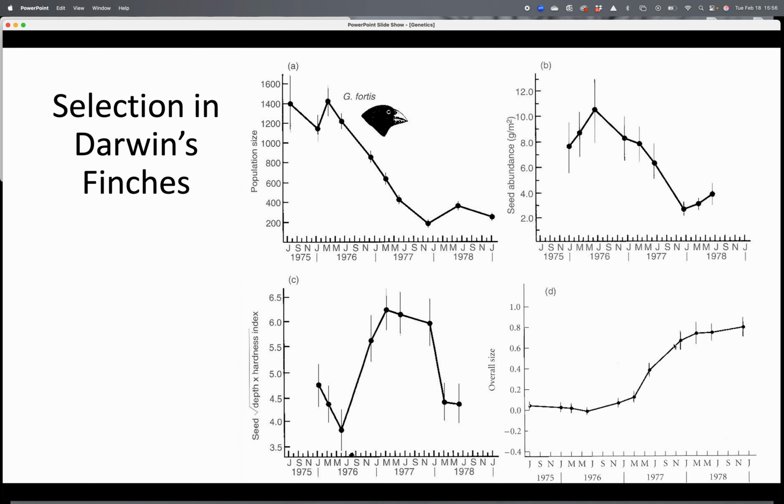It shifts the average phenotypic value from one value to another value. In this case, because the food changed, because there was an environmental event that affected the availability of food for these finches.